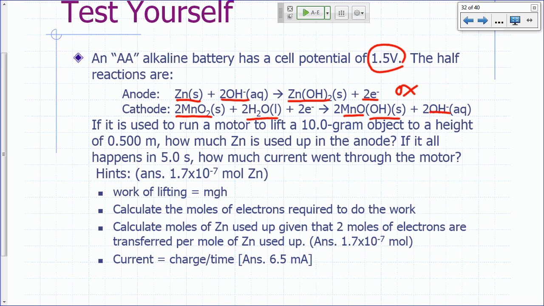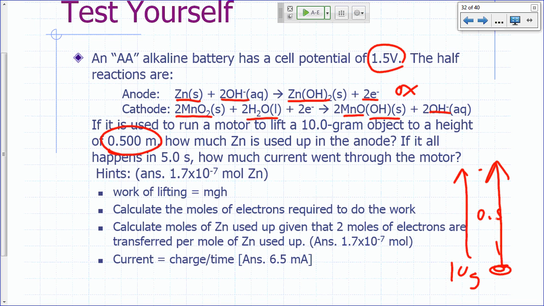Now, let's say you're going to use that alkaline battery to lift a 10-gram object. So you let it run a motor, and the motor turns a pulley, and the pulley lifts a 10-gram object to a height of a half meter. How much zinc would be used up in the anode? And if all this happens in 5 seconds, let's say it takes 5 seconds to lift up the object, how much current went through the motor?